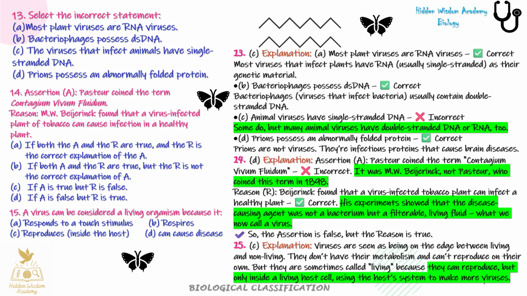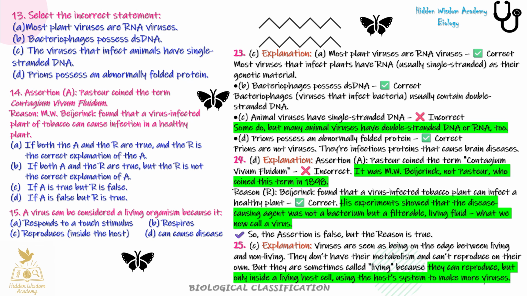Explanation: option A says most plant viruses are RNA viruses. It is correct. Most viruses that infect plants have RNA, usually single-stranded, as their genetic material. Option B says bacteriophages possess dsDNA. It is correct. Bacteriophages, viruses that infect bacteria, usually contain double-stranded DNA.